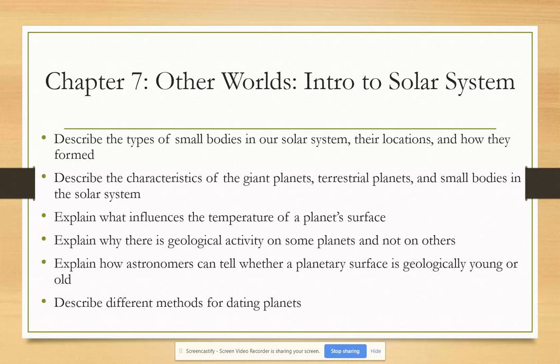How do astronomers identify if a surface is young or old geologically? How do astronomers determine if a surface is young or old? Looking at the craters. Okay, craters. If it has lots of craters, is that young or old? Probably old. If it has not many craters, young, right? So that kind of makes sense.